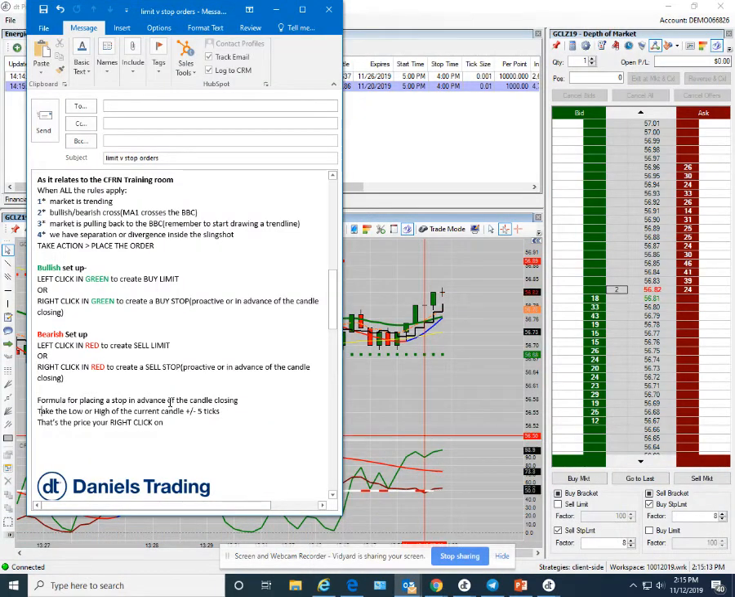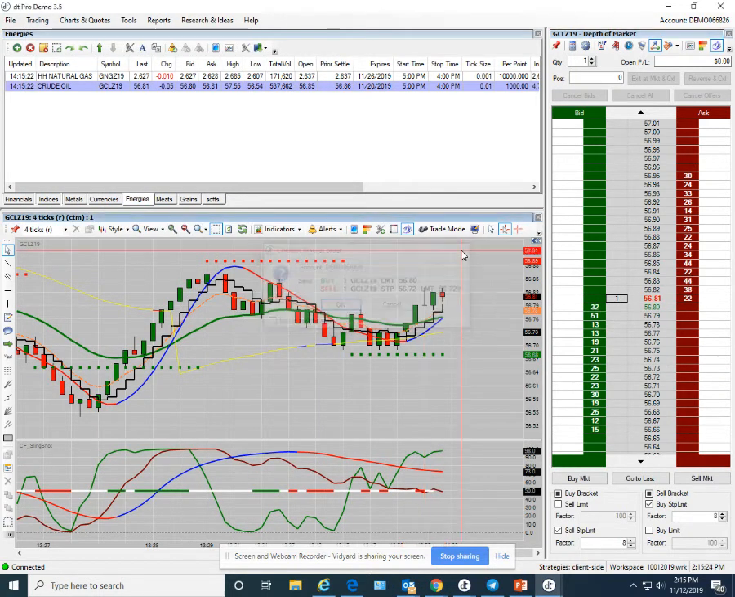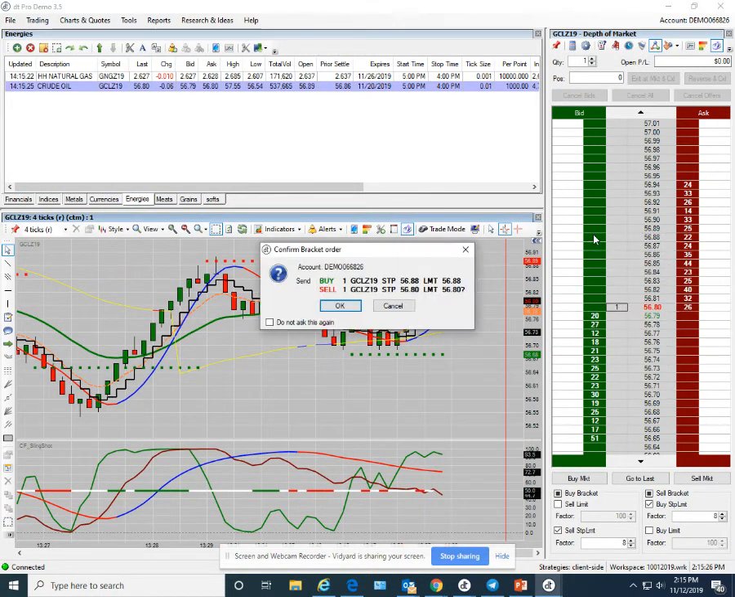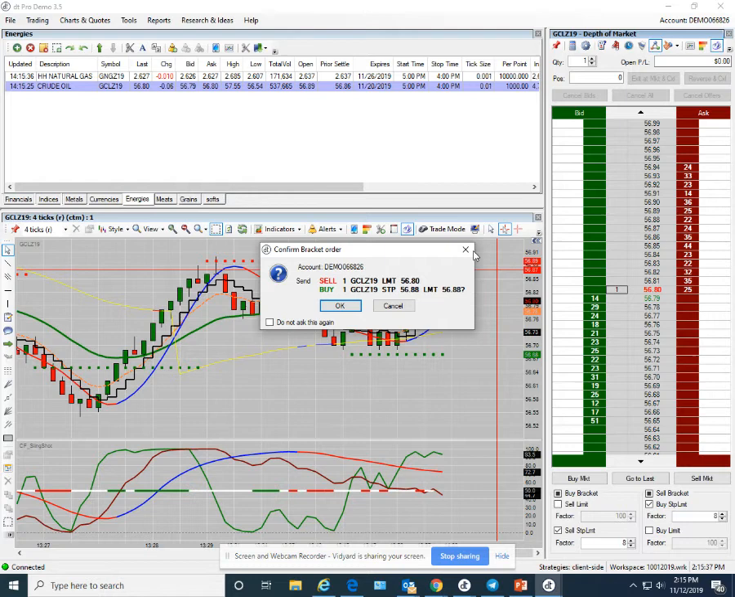So again, in review, if you're going to be getting long, there's 2 ways you can do it. You can left click and create a limit order, or you can right click above the current market price to create a stop, okay? And conversely, if you got a sell signal, you can again left click at the current market price, or you can right-click under the current market price and select and create a sell stop. Okay.